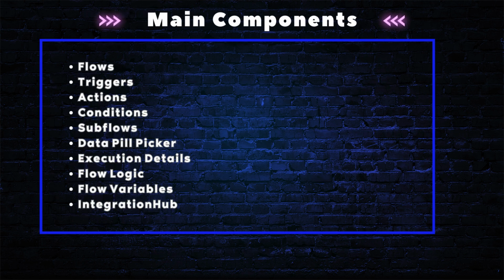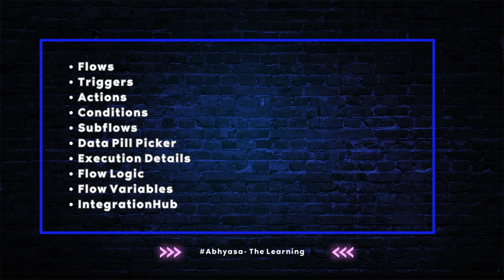Here are the main components: flows, triggers, actions, conditions, subflows, data picker, execution details, flow logic, flow variables, Integration Hub.